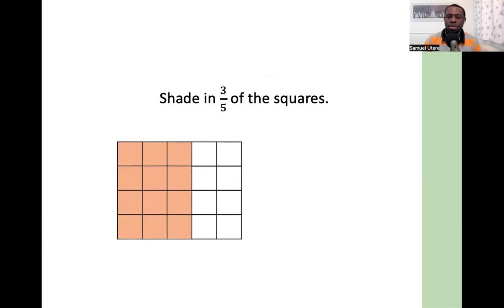Now, you may be wondering, we have 20 squares of which 12 are shaded. Well, something you should know is that 12 over 20 is actually an equivalent fraction of 3/5. If you don't know what those words mean, equivalent fractions, don't worry. We're going to come across it and we'll study it in detail in subsequent lessons.